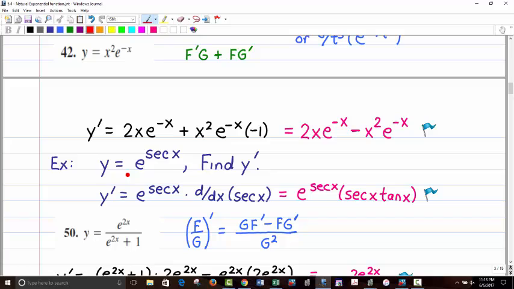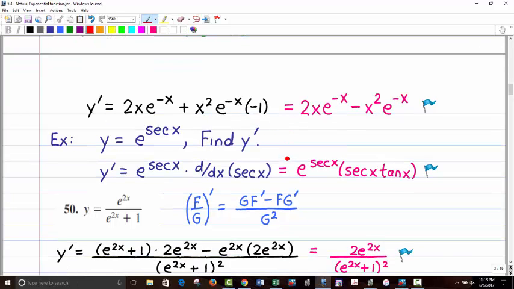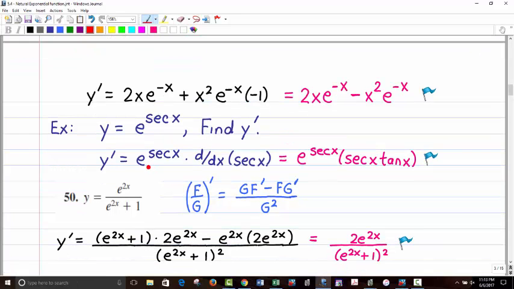Let's see. So how about if y equals e to the sec x? Well, this one's no problem. As long as you know the derivative of secant x, then it's no problem. We have e to the sec x times the derivative of sec x, which is sec x tan x. So y prime equals e to the sec x times sec x tan x.